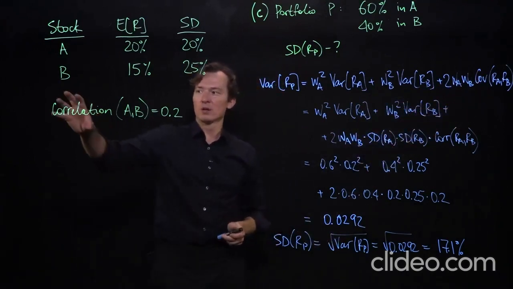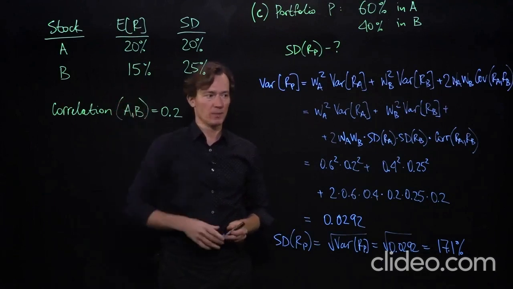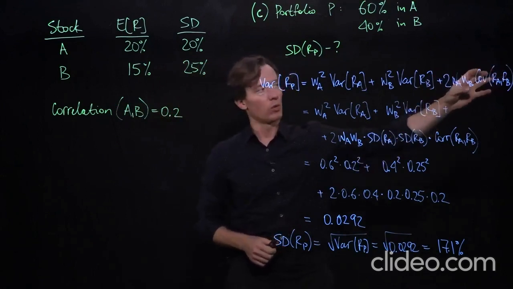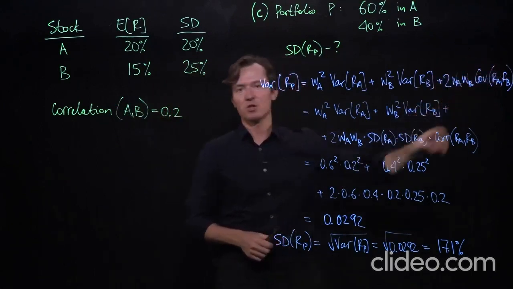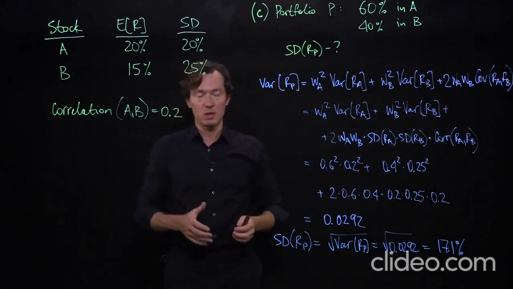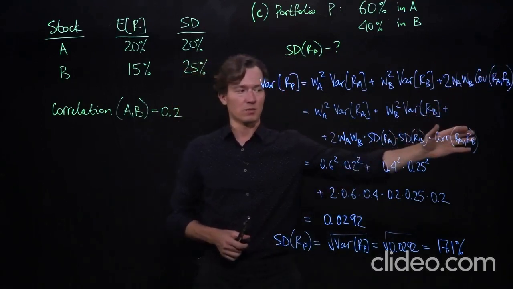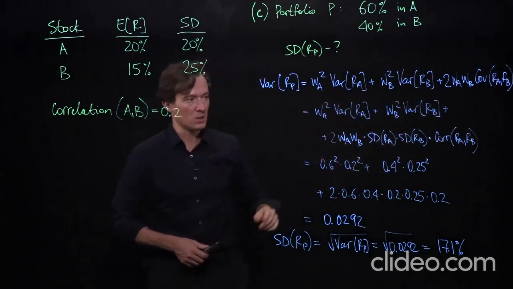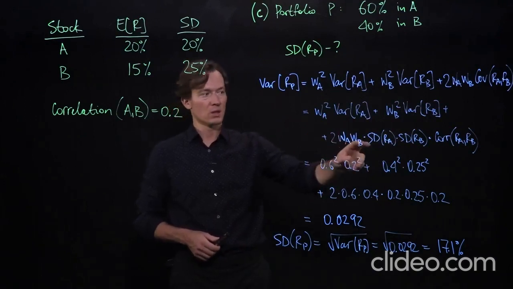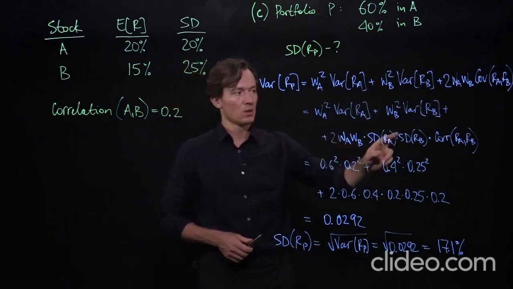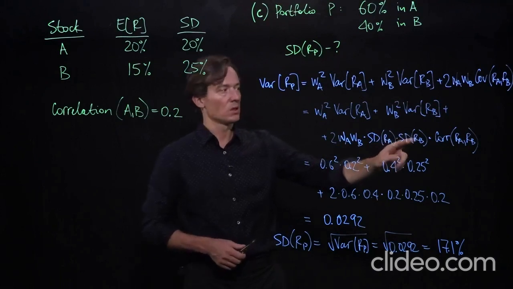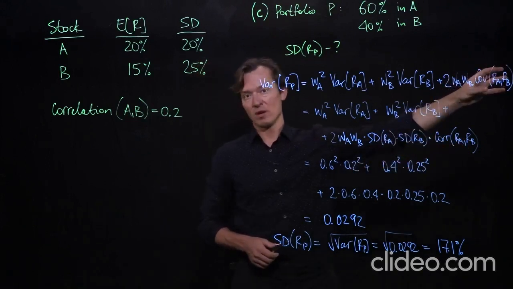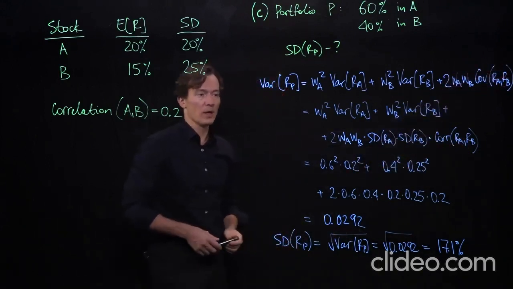In this question, we're given the correlation of returns between A and B. So I will expand this equation, expressing the covariance as a function of the standard deviations of returns on stocks A and B and their correlation. The first two terms remain the same. The third term becomes 2 times the weights times the standard deviation of the returns on A times the standard deviation of the returns on B times the correlation of returns between the two stocks. This is just the definition of the covariance. Now we're ready to plug in all the numbers.